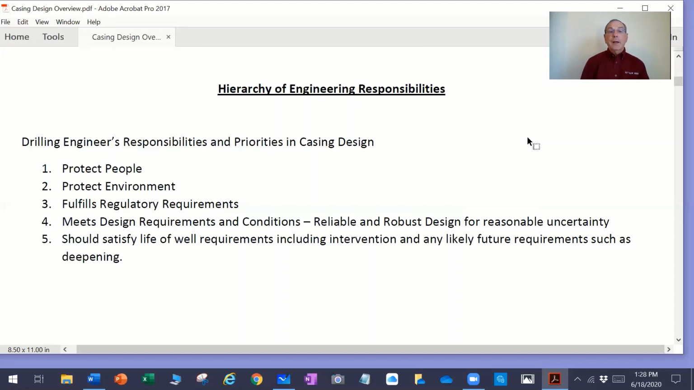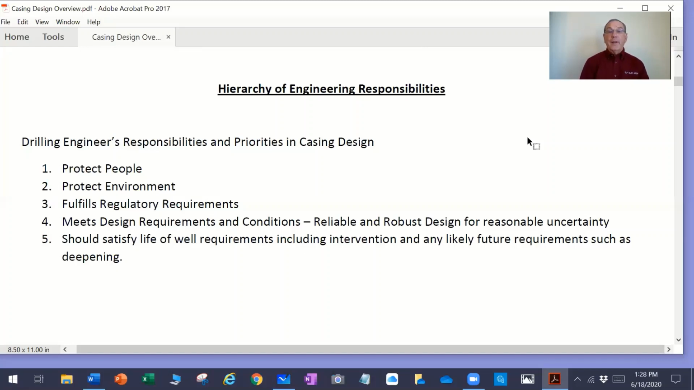So number 3 there says it has to fulfill regulatory requirements, which is also true. So we always have to abide by our regulatory requirements wherever we're operating. And then number 4 there, it needs to meet design requirements and conditions. And we'll be talking about that today.